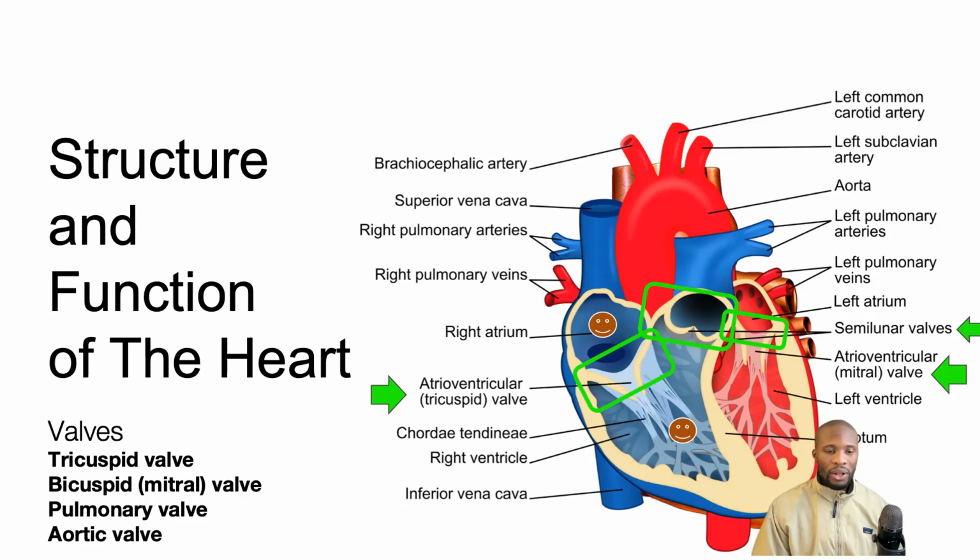And this one is called the bicuspid valve, or also the mitral valve. And in combination, those two separate the top part from the bottom part of the heart. That is your atrium from your ventricle. And then you have another valve that's going to separate the ventricle from the rest of the body.